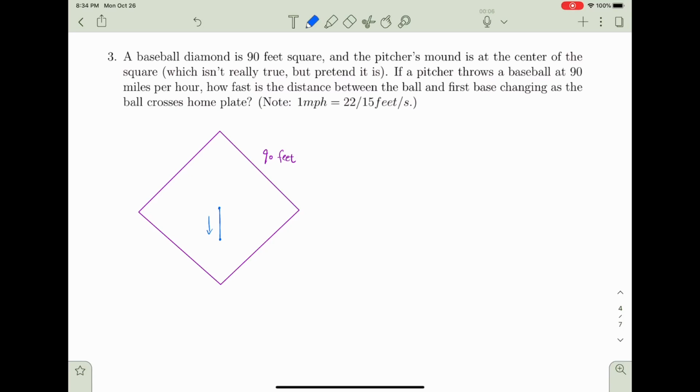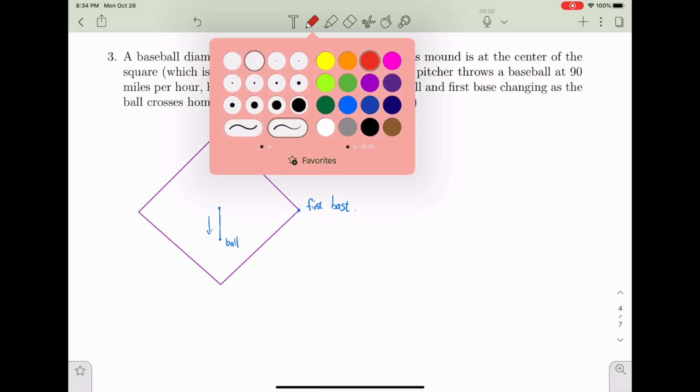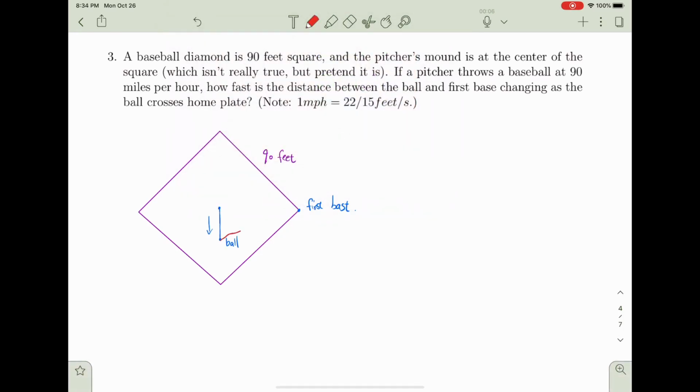And what we are asked is the rate of change of the distance between the first base and the ball. So assume that the ball is here. The first base is right here, right? So we need to find out the distance. I want to draw a straight line. So as you can see, the red line here is the distance between the first base and the ball.